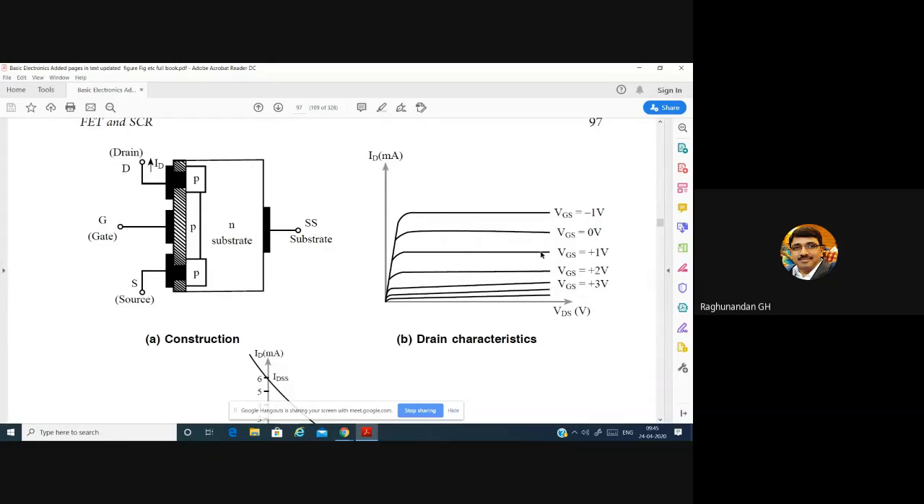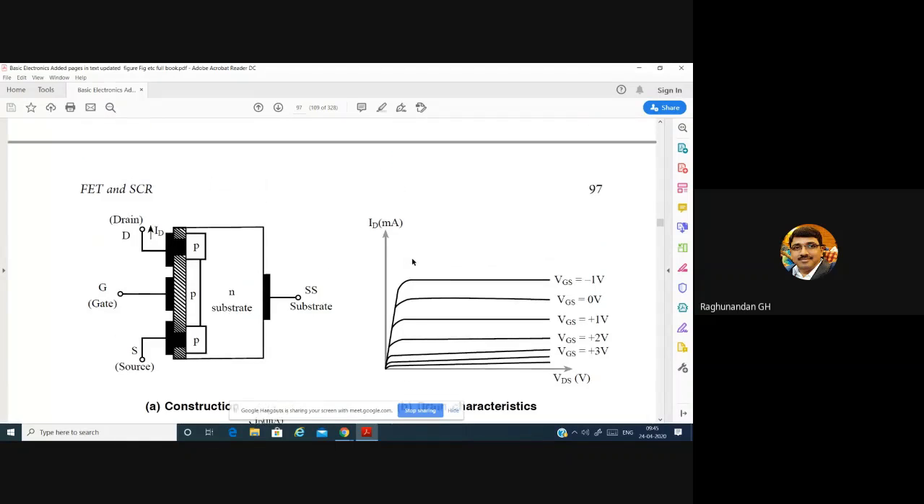When VGS is positive, what happens? When the gate voltage is positive, it starts repelling the holes towards the N substrate. Because of this, the current starts reducing. As you keep on increasing the gate voltage towards the positive level, lesser current will be flowing. You can see that the current keeps on decreasing. So this is the drain characteristics of the MOSFET.